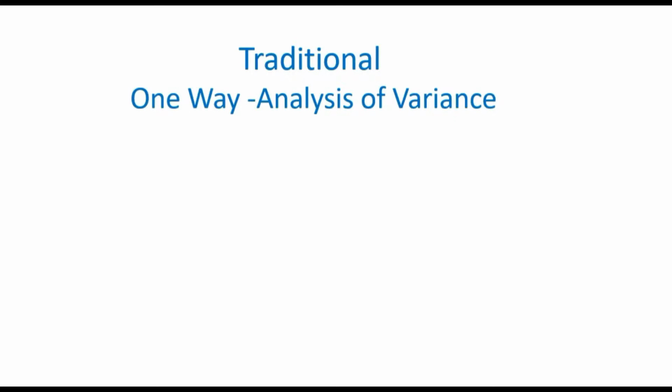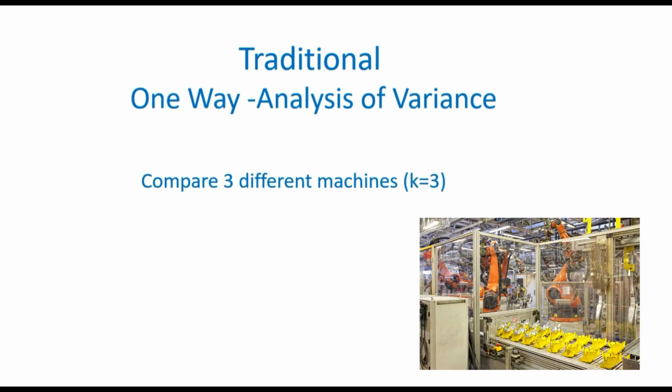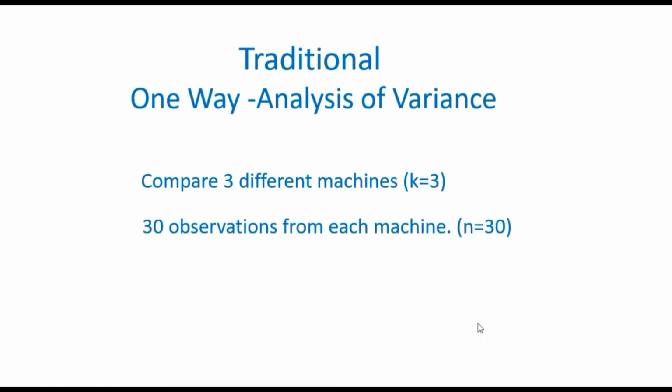So now we'll conduct our one-way analysis of variance in the traditional fashion. We have three different machines that we want to compare, designated as K, and we'll take 30 observations from each machine. Little n will designate the observations within each machine. So there's a total of 90 observations. The large N equals 90.